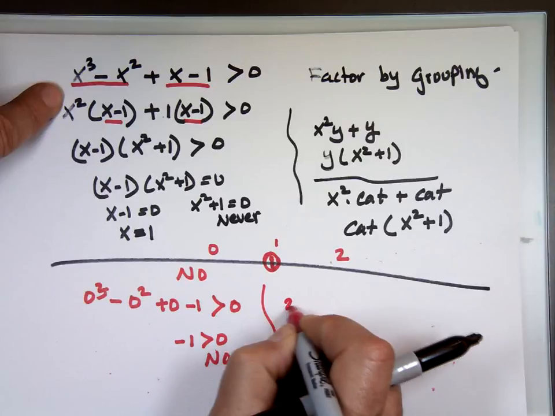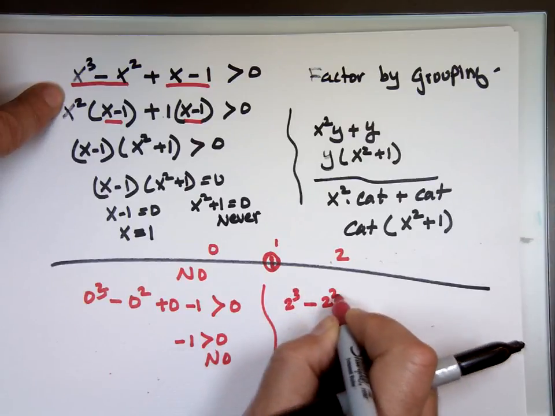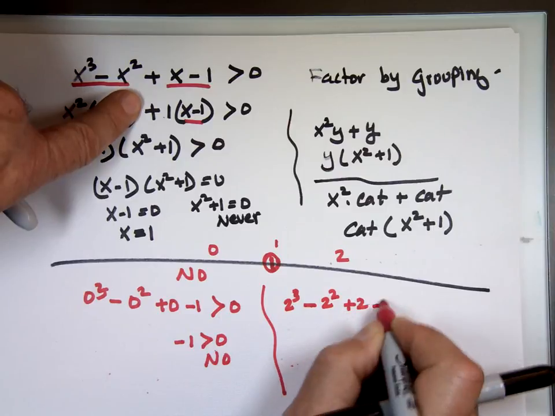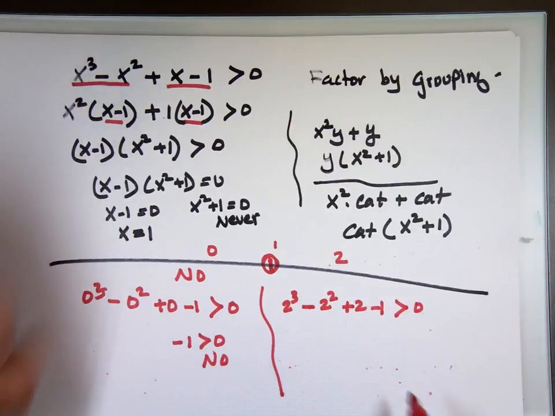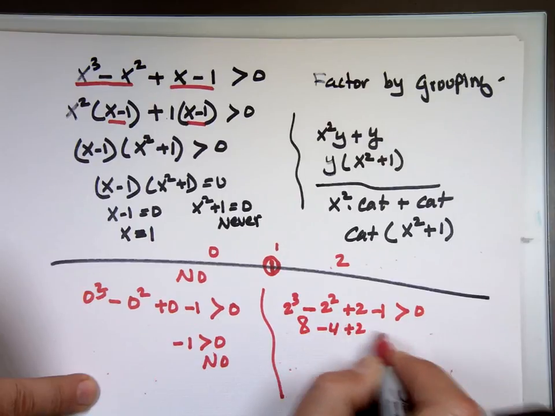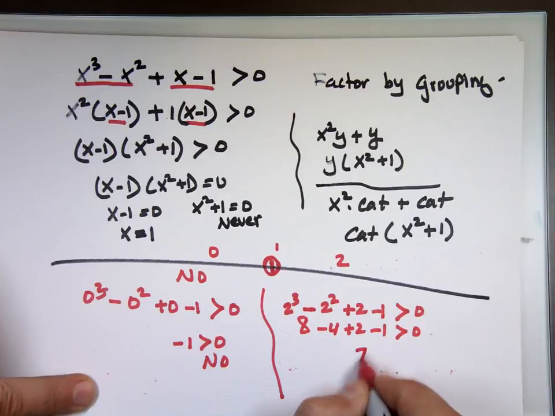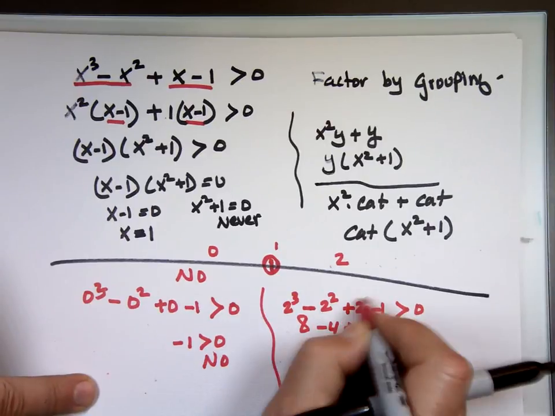We're determining which way it's going to go. 2 cubed minus 2 squared plus 2 minus 1. Is that bigger than 0? 8 minus 4 plus 2 minus 1. Is that bigger than 0? Yes. Is that 7? Yep. That's a yes.